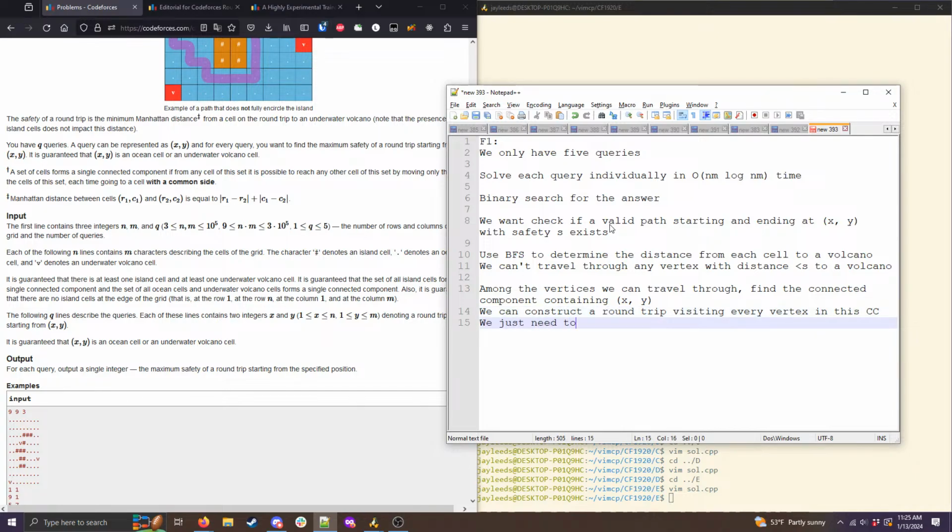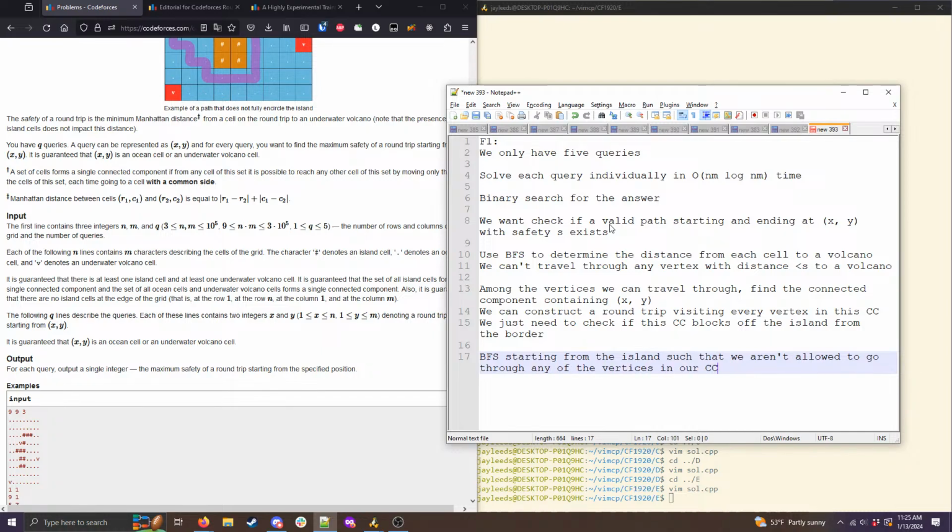So now we just need to check if this connected component blocks off the island from the border. To do this check, we can do a BFS starting from the island, such that we aren't allowed to go through any of the vertices in our connected component. If this BFS can reach the border, then we can't achieve a safety of S. But if we have successfully blocked off the island from the border, then we can achieve safety S. And so, using binary search, we can find the maximum possible S for which a path exists. So that's the solution for F1.